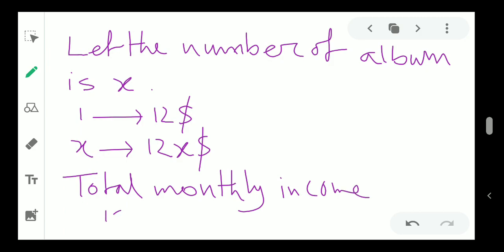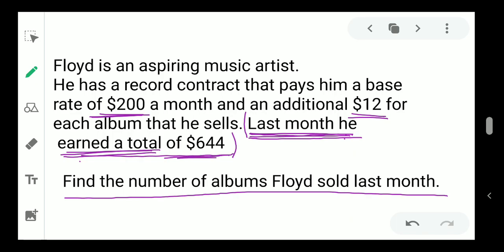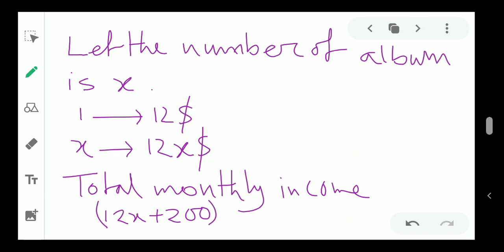Will be 12x plus $200, right? But already it is told in reference value that 644. So this should be equal to 644. So this is the way we have to create the equation. So you can do this thing very easily.